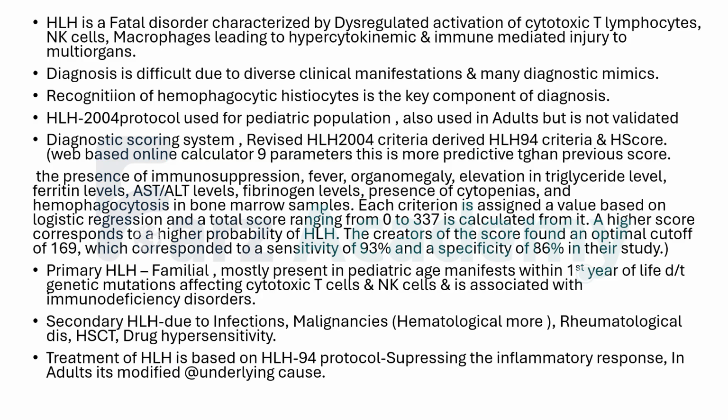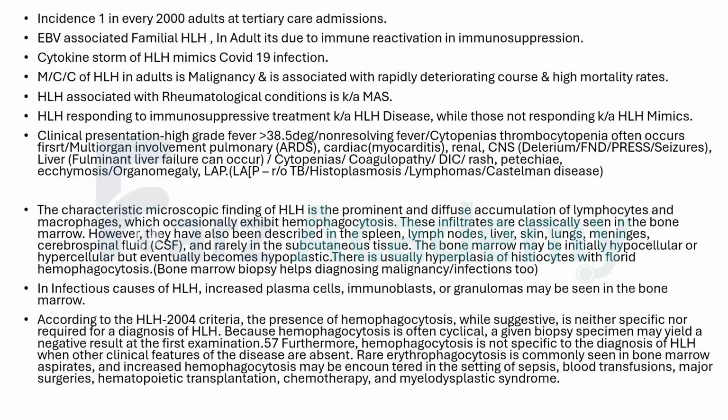disease reaction. So all of these can lead to secondary HLH, and the treatment of HLH is immunosuppression, because now your immune system is hyperactivated or dysregulated. So you need to suppress this immune system. That is the mainstay of the treatment. And incidence is not that uncommon. It's 1 in every 2000 adult patients admitted to a tertiary care hospital.